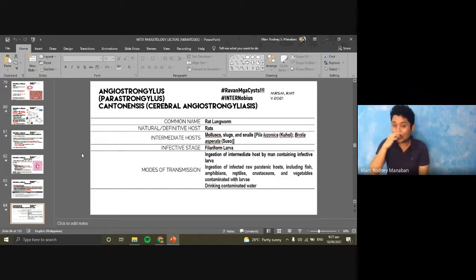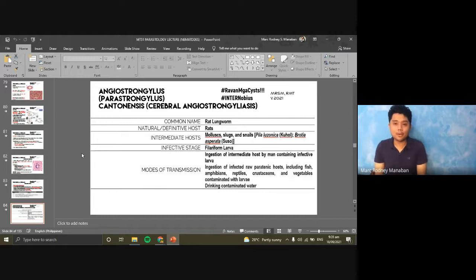It's in the name because of who it infects, your rats. Okay, so the natural or definitive hosts are rats, but it also uses an intermediate host, and this time the intermediate hosts are mollusks, slugs, and snails. Like Pila luzonica, or kuhol, and Brotia aspirata, or suso. Okay, so the intermediate hosts are mollusks, slugs, and snails.